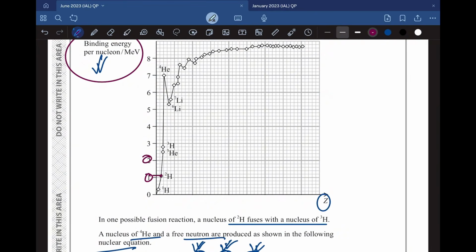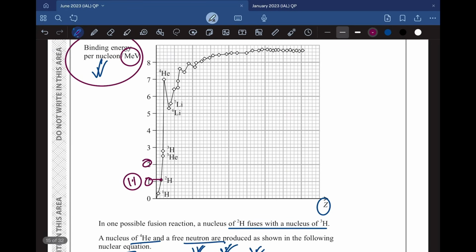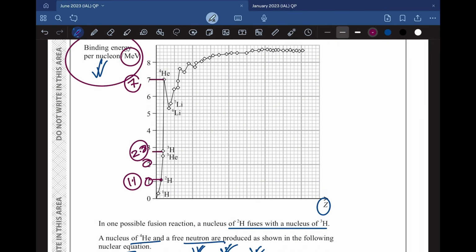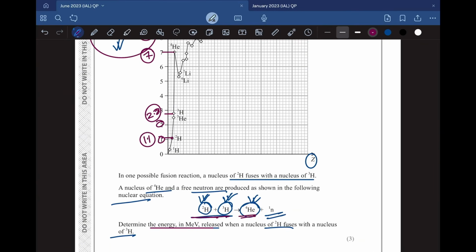So if this is in the middle, it will be 1.1 megaelectron volt. Don't forget the megaelectron volt. Now the next part is 3H. My 3H is right here, which is 2.8, just one box before the 3. And the next part is 4He, which is exactly 7 megaelectron volt. So we have all three binding energies per nucleon, and this neutron will not have any binding energy per nucleon because the neutron is not an element.